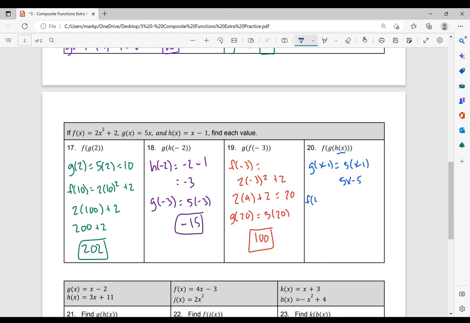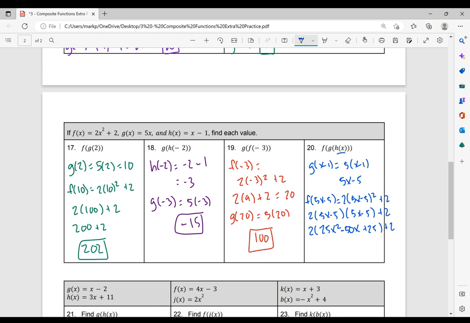So now we're going to do f of 5x minus 5, which is going to be 2 times (5x minus 5) squared plus 2. All right, 2 times, now I'm going to write it twice, and the plus 2. So I'm going to FOIL this out. Let's see, 5x times 5x is 25x squared. Negative 25x plus negative 25x is negative 50x. And negative 5 times negative 5 is positive 25, plus the 2.